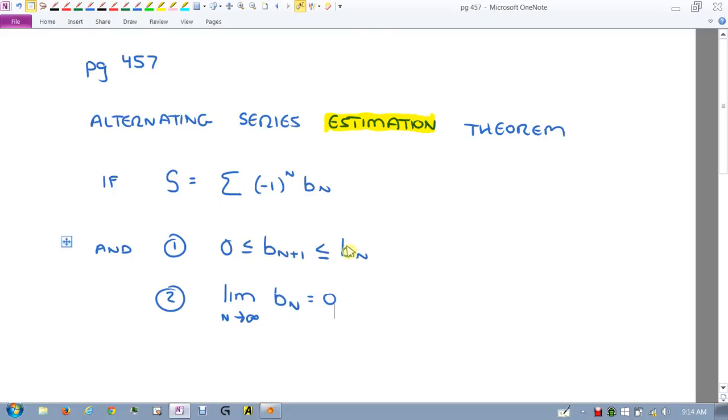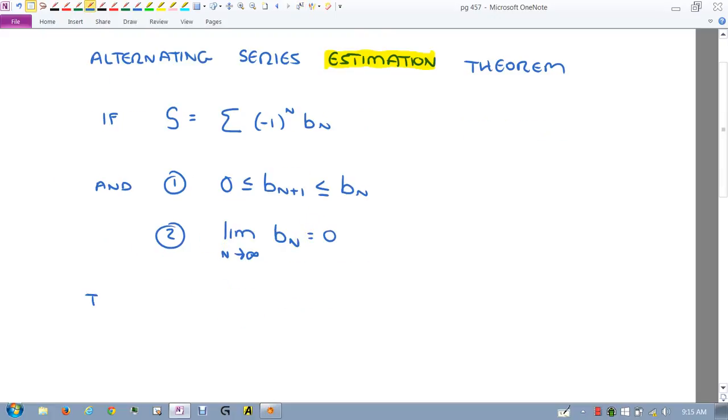What does this inequality mean? It's decreasing, right? But not the alternating part, just the part that's not alternating. If that by itself is a decreasing sequence of numbers, and the limit of those goes to 0, then here's a conclusion. What we call capital R sub n equals S minus S sub n is less than or equal to b sub n plus 1.